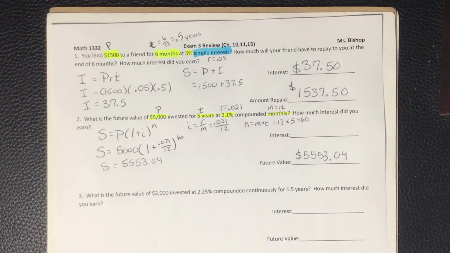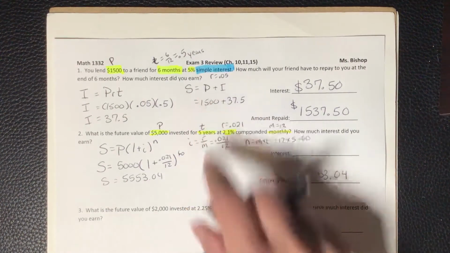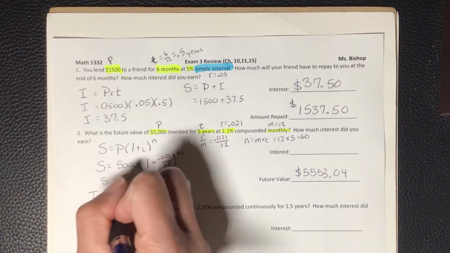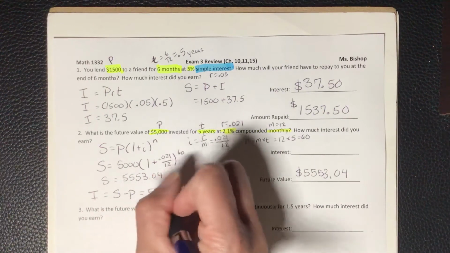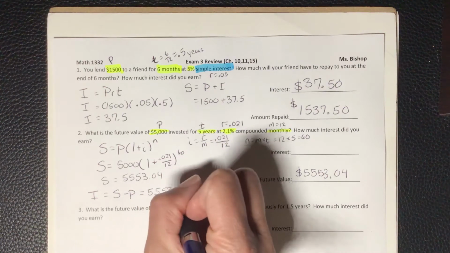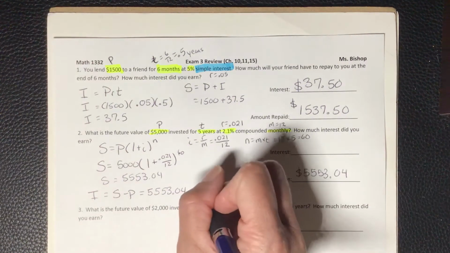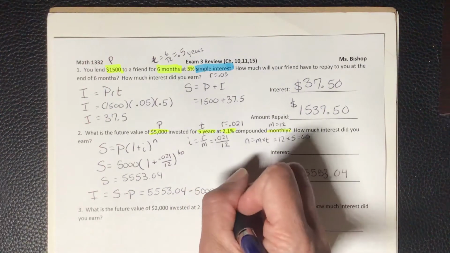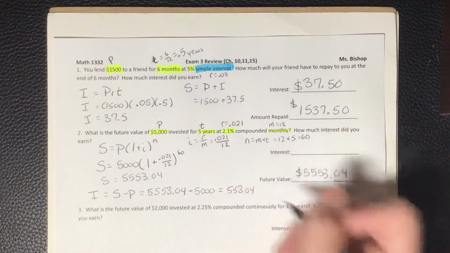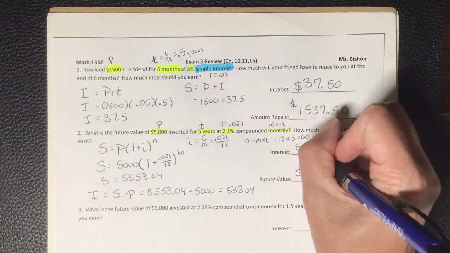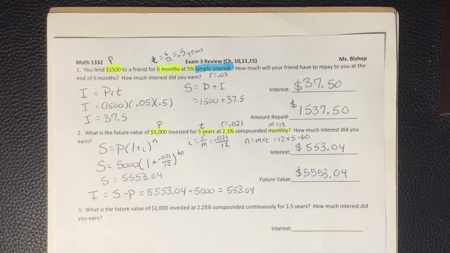So then we need to think about interest. So if we take this formula and rearrange it a little bit, we get I equals S minus P. This makes sense if you think about it. Future value is the total amount that you're going to have after the 5 years. And if you subtract off your initial investment, whatever's left has to be your interest. So $553.04. Okay, so make sure you round to the nearest penny and make sure you include your dollar sign.